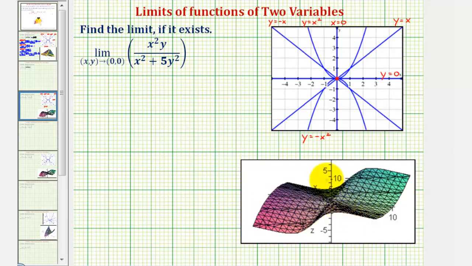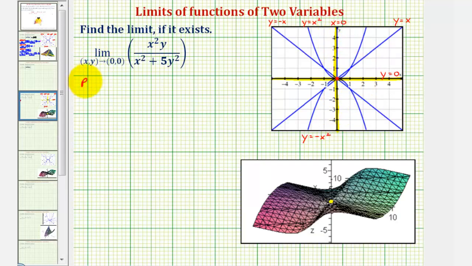So looking at our surface, notice how this would be the point on the surface corresponding to the point 0, 0. And it does appear if we approach this point from any path, we would obtain the same function value. But again, we do want to verify that by considering several paths. Probably the two most common paths to use that approach the origin would be the x-axis or y equals 0, as well as the y-axis or x equals 0. Let's consider these two paths first.